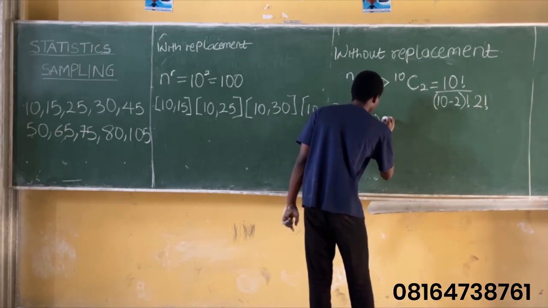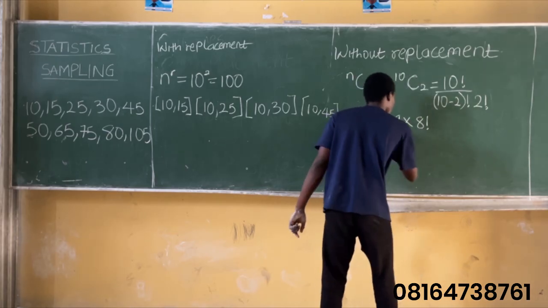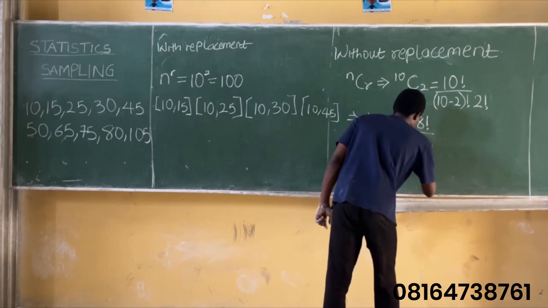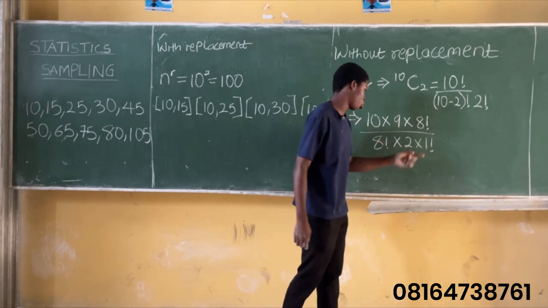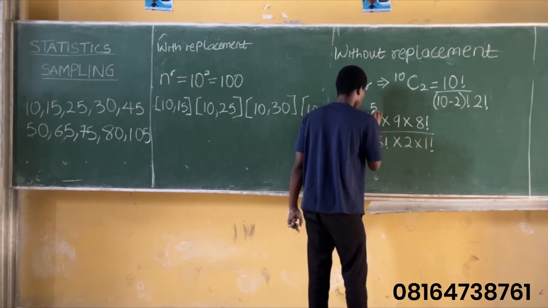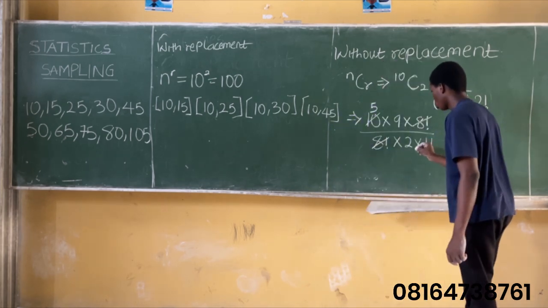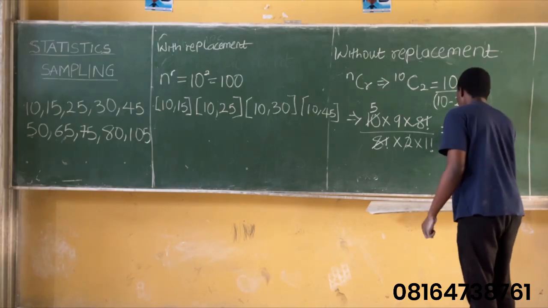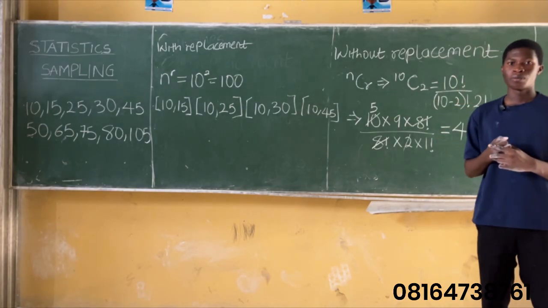10 factorial is 10 times 9 times 8 factorial divided by 8 factorial times 2 times 1. This 8 factorial is going to cancel this out. This 2 is going to cancel the 10 to give 5. So 5 times 9 is 45. So we have 45 total sample outcomes without replacement.